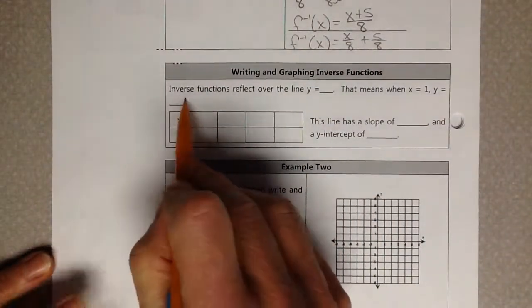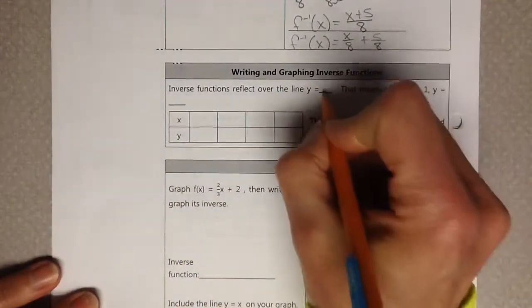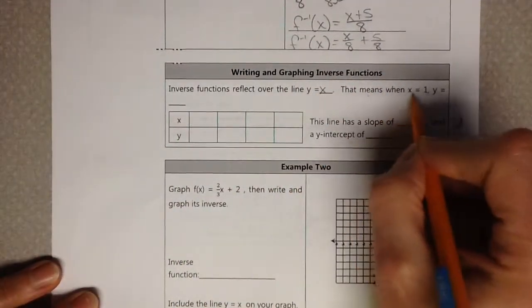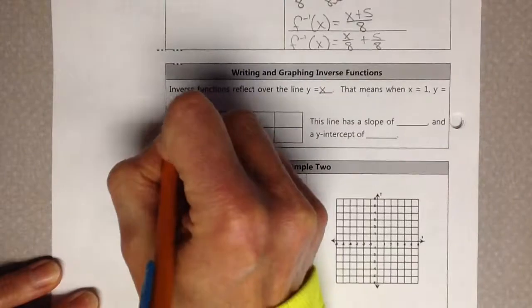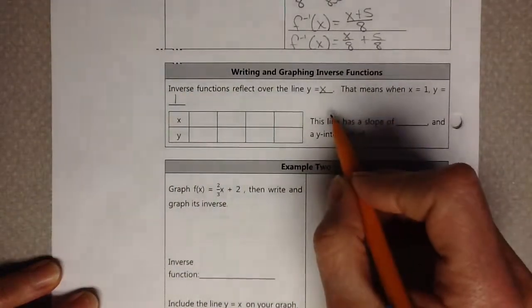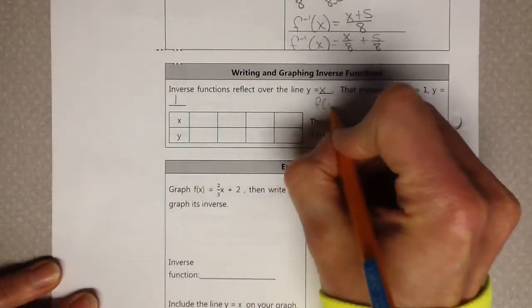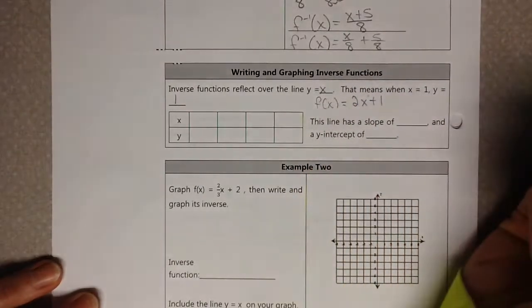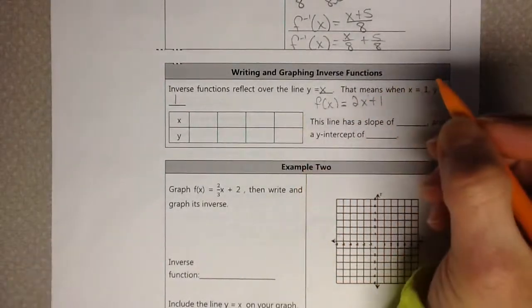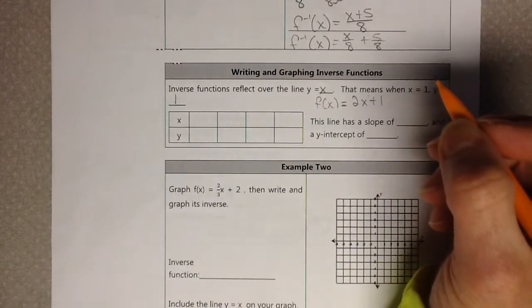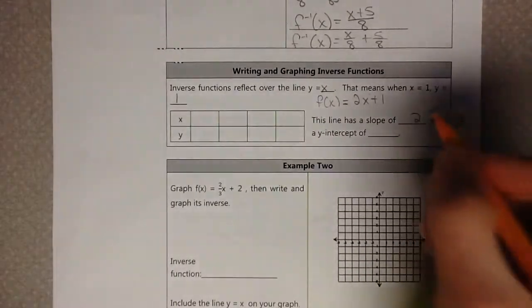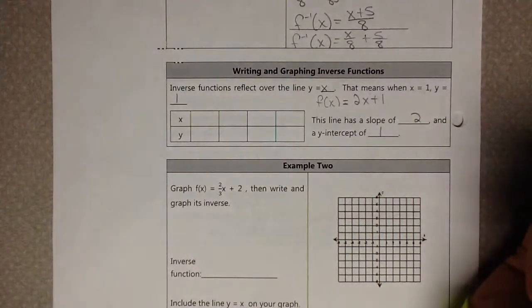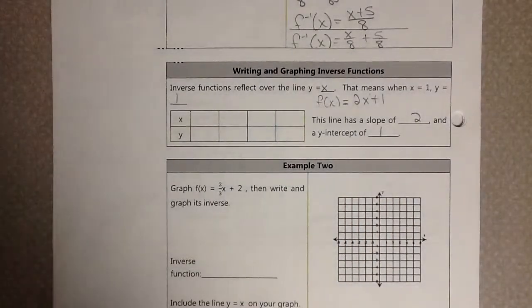Okay, the next one we're going to do, yesterday I told you that inverse functions reflect over the line y equals x. So that means when x is 1, y is also 1. All right, now I'm going to give you a line to write in. f of x equals 2x plus 1. Okay, now this line has a slope of 2 and a y-intercept of 1. So you can graph that, or we can pick some points.